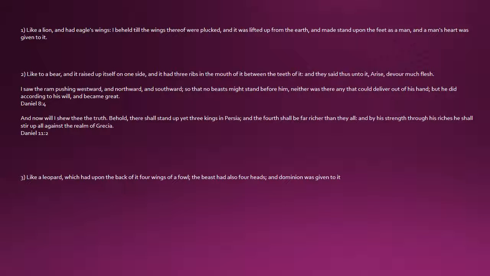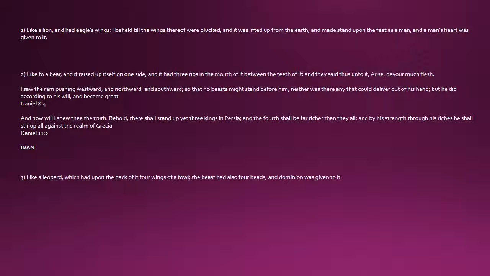"Behold, there shall stand up yet 3 kings in Persia, and the 4th shall be far richer than they all, and by his strength through his riches he shall stir up all against the realm of Grecia." The ram, we are told, is what is now known as Iran, and it is also spoken of in the 2nd verse of Daniel 11. So I think it's possible to say that the aggressive bear in Daniel 7 matches Iran. This would also then match the silver chest and arms of the statue in Daniel 2.